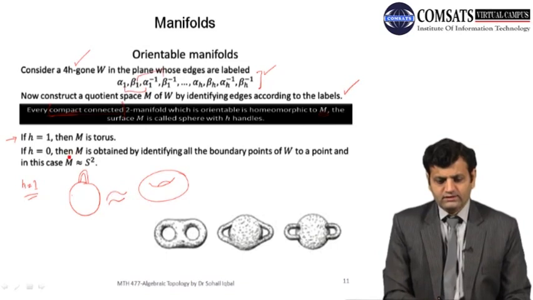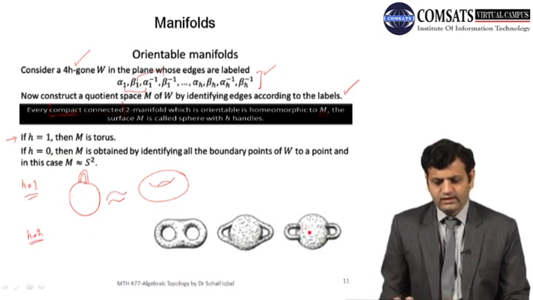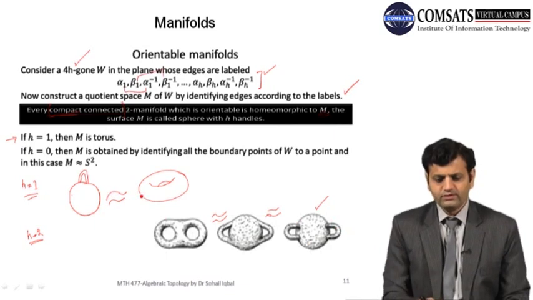Similarly, when H is equal to 2, we will have a picture like this. It's a sphere with two handles, and this is the same as this diagram, and this is the same as this diagram. So in other words, we will get a 2-torus, which is homeomorphic to a sphere with two handles. Okay, so that's why the surface M is called a sphere with H handles.